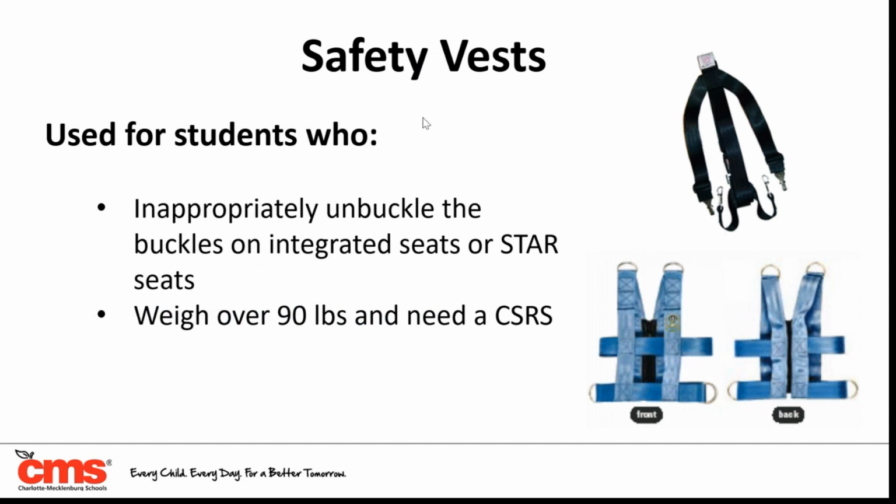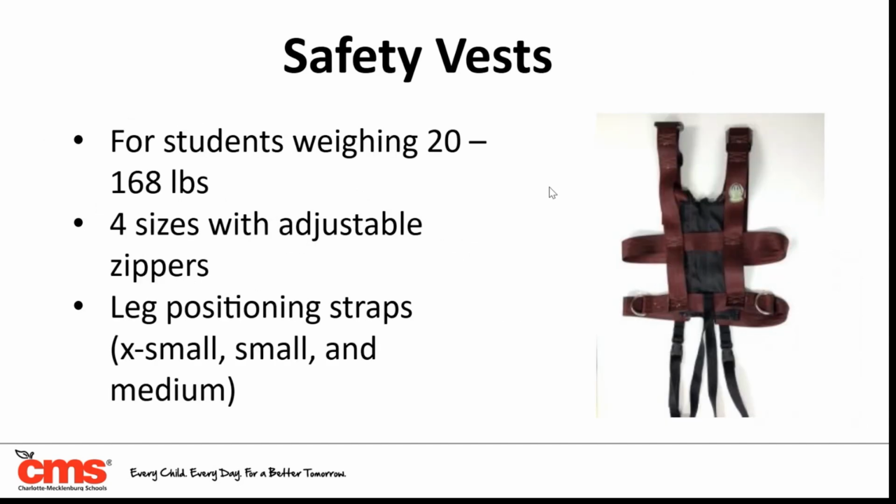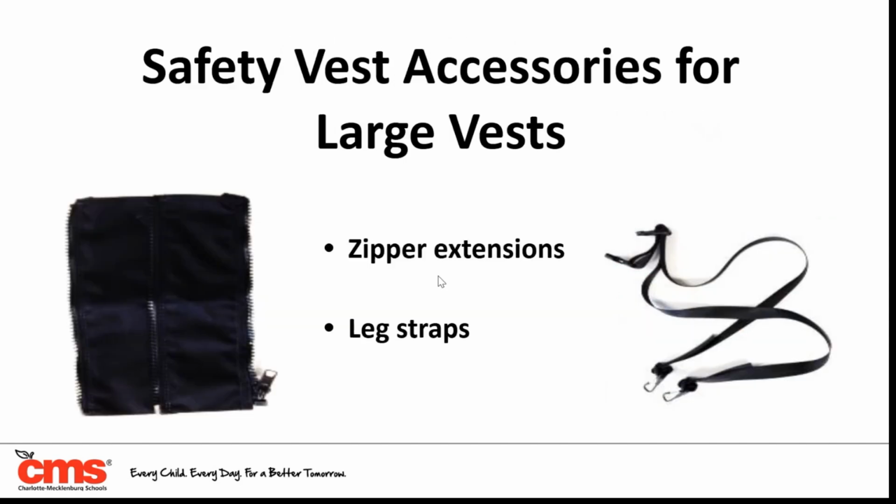Safety vests. These are used for students who inappropriately unbuckle the buckles on the integrated seats or the star seats and weigh over 90 pounds and are in need of a CSRS. So if your student needs a CSRS, and it's been determined by the IEP team, then if they're over 90 pounds, they are going to need a safety vest. For students weighing 20 to 168 pounds, there are 4 sizes with adjustable zippers. They have leg positioning straps as well: small, medium, large, and extra large. Here are some safety vest accessories for larger vests. We have zipper extensions and we also have leg strap extensions.